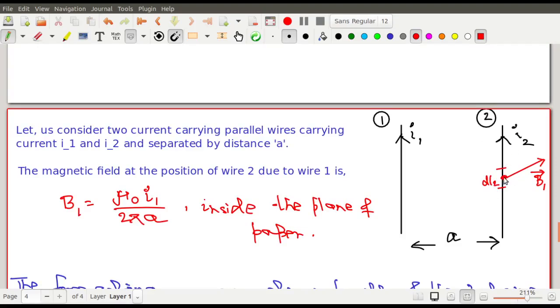At this point you just hold a pen. So what is the angle between the pen and this black line? This black line is the direction of dl2.